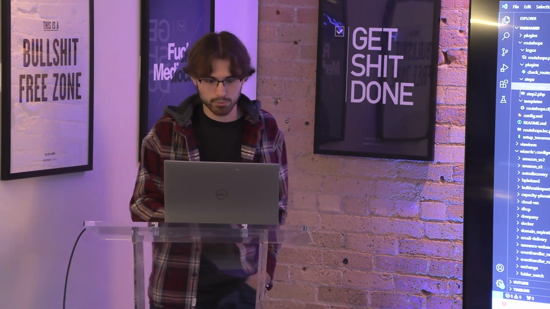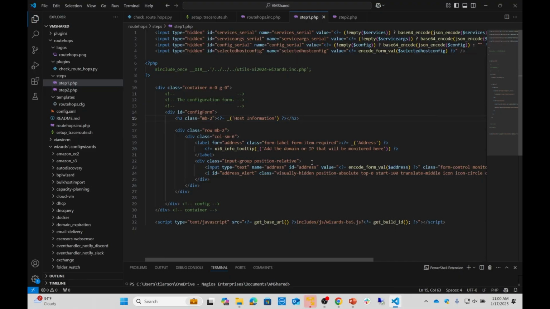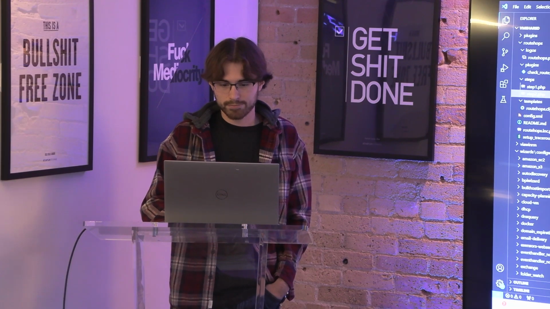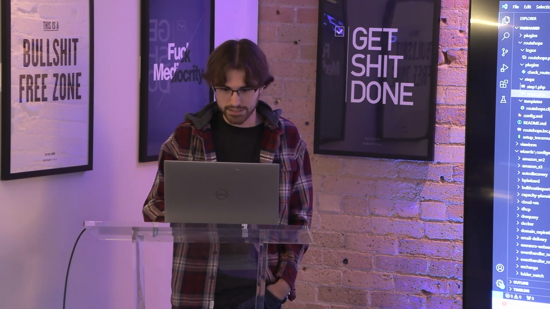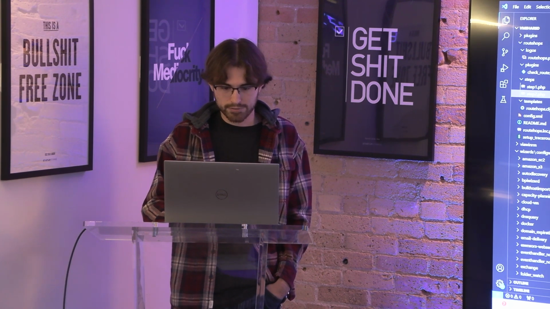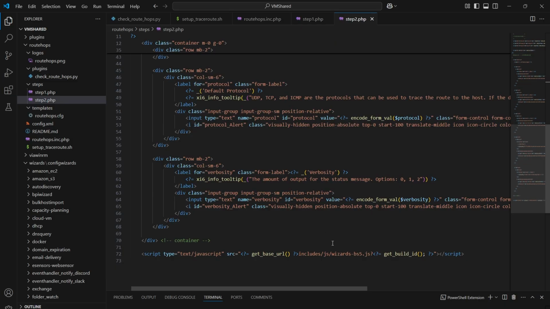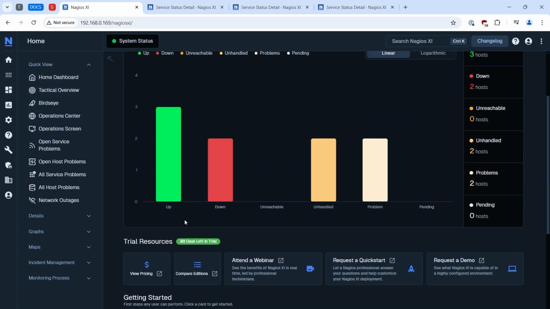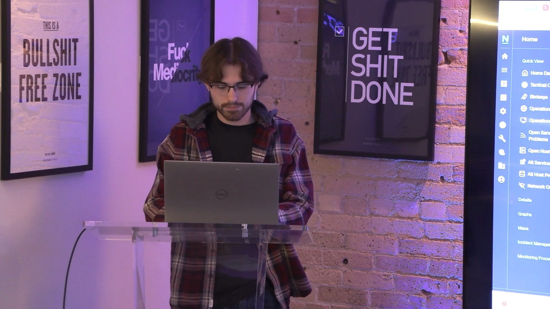And then here's step 1. My step 1 is just a simple one that just gets the address. Step 2 has a locked address label, and then it gets the warning, critical, default protocol, and verbosity. And here, home dashboard, and run my wizard.